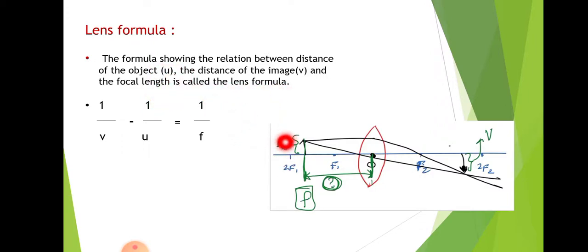Okay, look here, this is the object. The object distance is taken as u, and if an image is formed here, the distance of the image is taken as v. And the focal length, you all know, is from O to f1, so this is the focal length. So the formula we get is 1 upon v minus 1 upon u is equal to 1 upon f. Very easy, just take v for the image, and take u for where the object is.